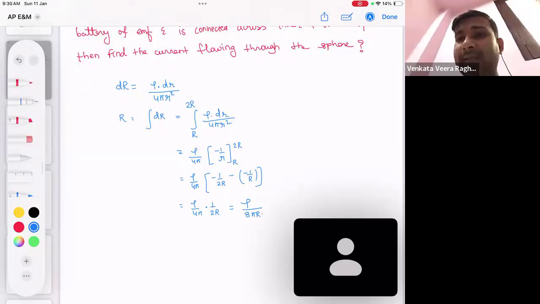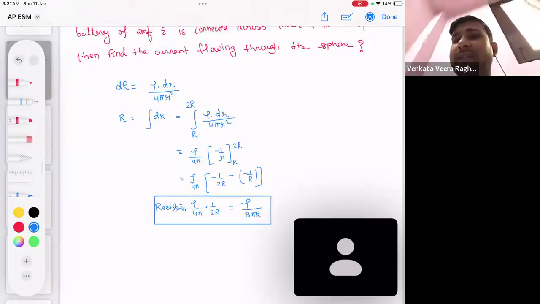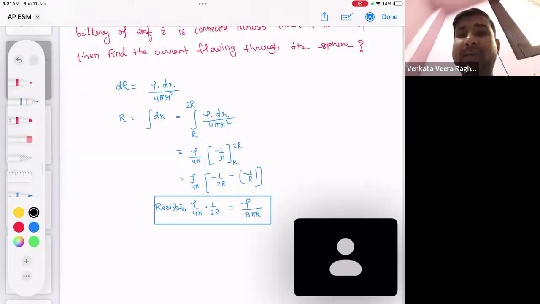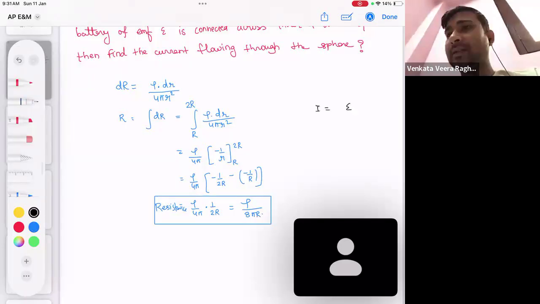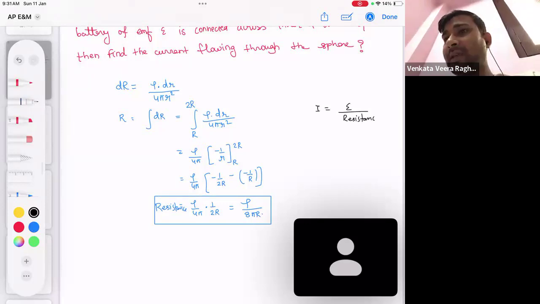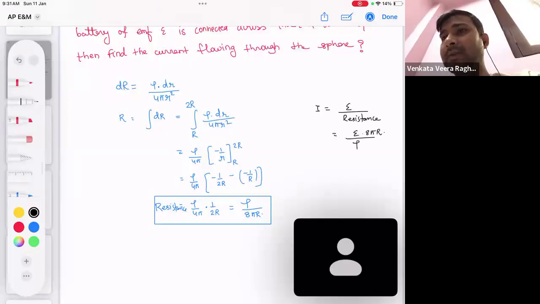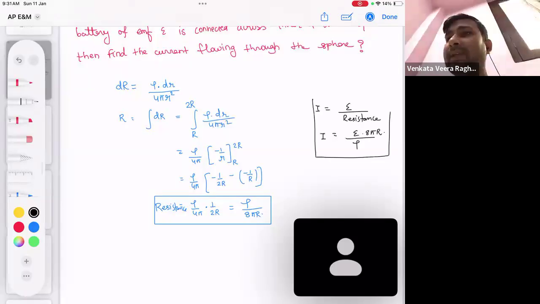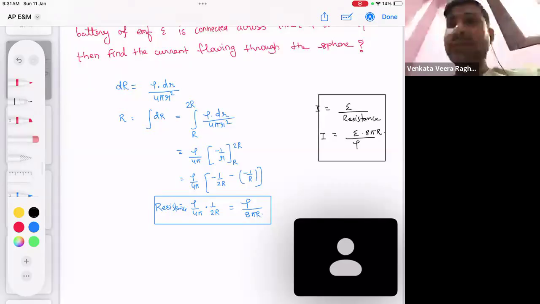Okay. So that is the resistance. This is the resistance of the conductor. How much is the resistance of the conductor? Rho by 8 pi r. So what will be the current flowing in the conductor? The current flowing will be EMF divided by resistance, isn't it? EMF divided by resistance. So E divided by rho by 8 pi r. That is the current flowing through this given spherical conductor. Is that clear? So please keep in mind how to calculate the resistance.